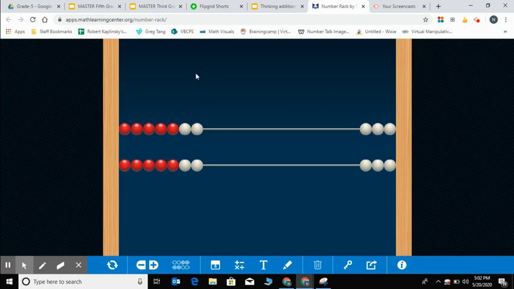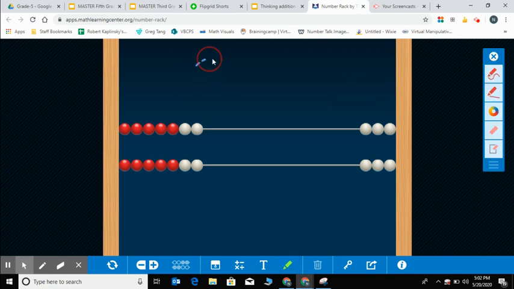So I know that this is 2 times 7. Hold on, let me get my drawing tools up. I know it's 2 times 7 because it's 2 groups of 7, right?